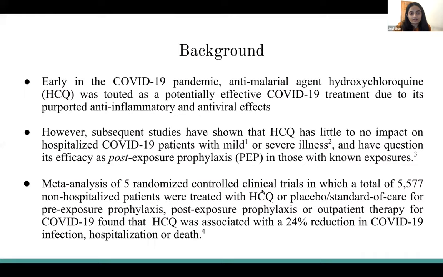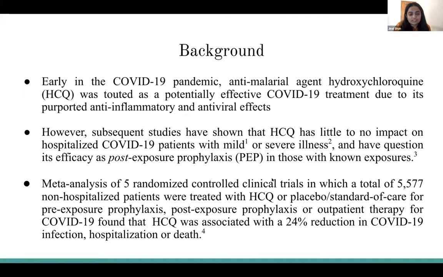To give you a little bit of background, early in the pandemic, the anti-malaria agent hydroxychloroquine was really touted as a potentially effective treatment for COVID-19 due to its anti-inflammatory and antiviral effects. But you might remember very soon the studies came out showing that it actually had little to no impact on hospitalized patients who had mild or severe illness. So it really put its efficacy in question as a post-exposure prophylaxis.